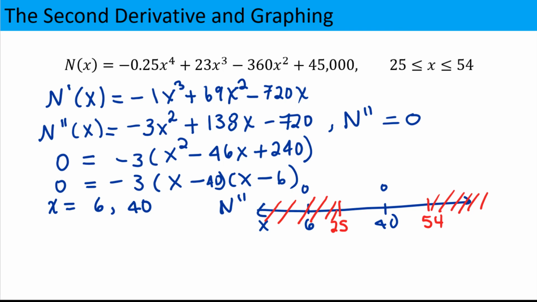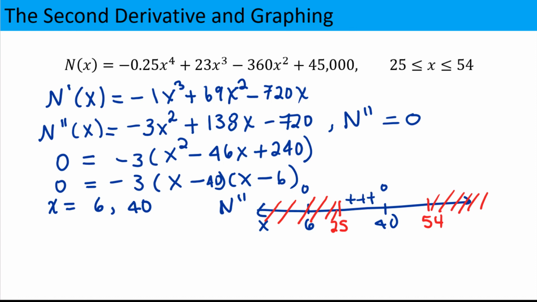Now we'll select a value between 25 and 40 and evaluate it in the second derivative. I'm going to pick 30. Put 30 in the second derivative, so 30 minus 40 is negative. 30 minus 6 is positive. So I've got negative, negative, and positive. That gives us a product of positive.